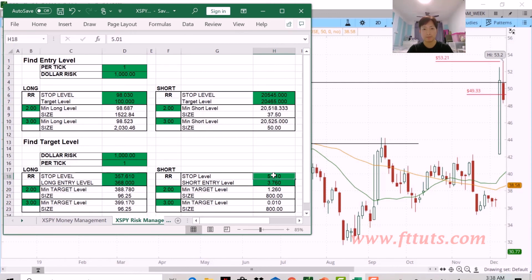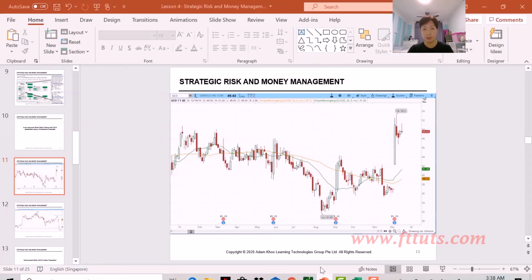So the stop loss is $53.21, you key in here. Over here there is a find entry level section and a find target level section. So the find target section, I'm going to explain it. Let me explain it over here first.